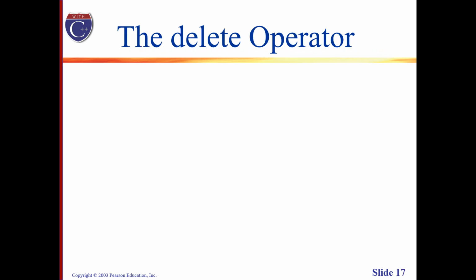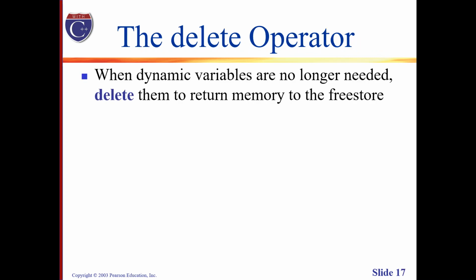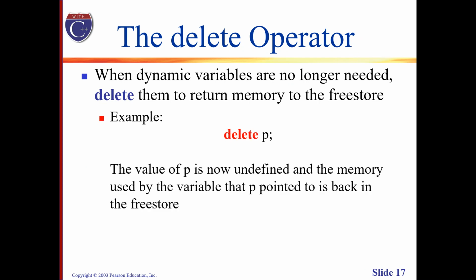We also have the delete operator. When dynamic variables are no longer needed, we delete them to return memory to the free store. Hence, the reserved memory spaces are freed and therefore can be used again. Here's an example. In this case, we use the delete operator to free up the memory space previously occupied by the variable p.